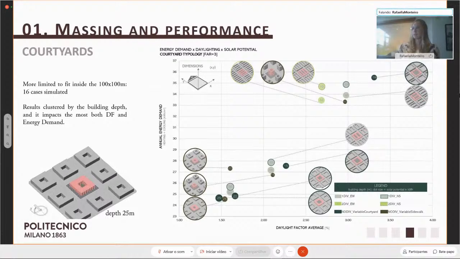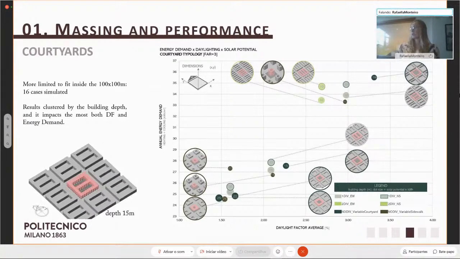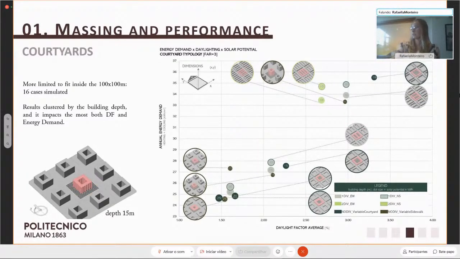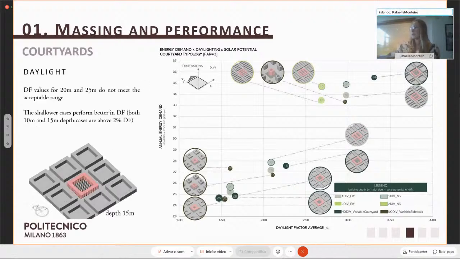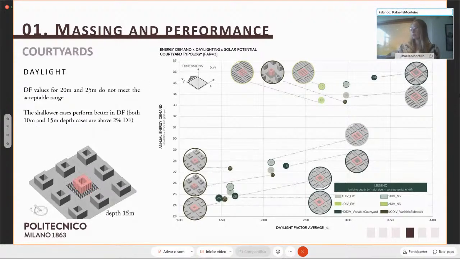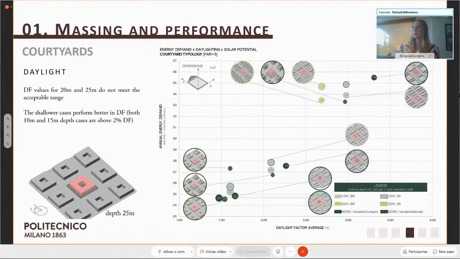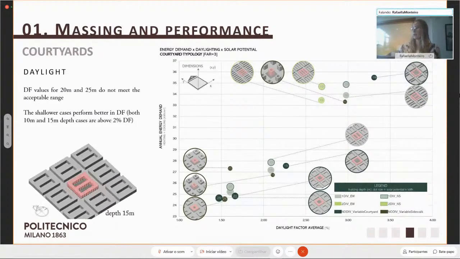We have 16 cases simulated, and the results are here clearly clustered by that, where you can see that this is the main factor that affects both daylight factor and energy demand. The cases with depth of 20 and 25 meters don't reach the minimum 2% acceptable for the daylight factor, which means that the 10 and 15 meter cases are the best performing for daylighting.